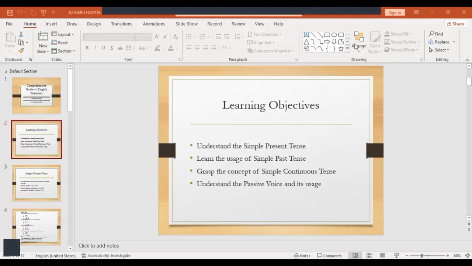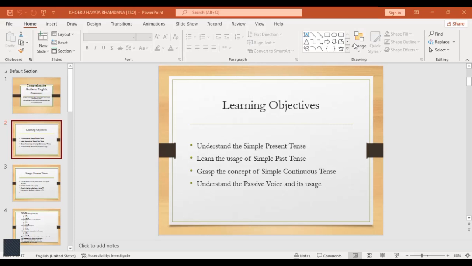In this video, we will be discussing four important concepts in English grammar that you must master: simple present tense, simple past tense, present continuous tense, and passive voice. Each of these topics is very important because you will use them frequently in conversation and writing. So make sure to pay attention and understand how to use them properly. Let's start with the first one.